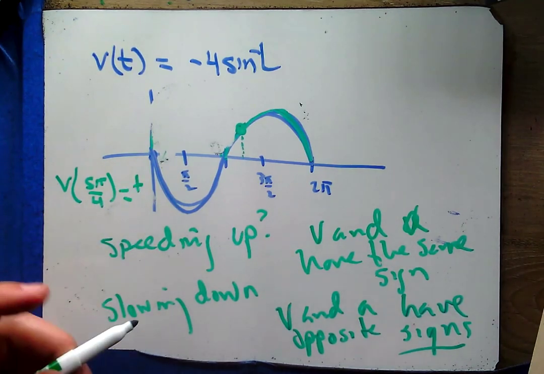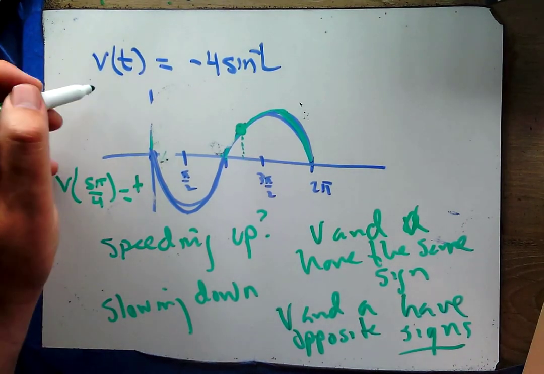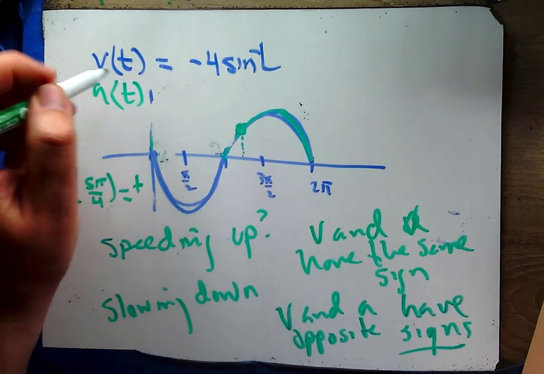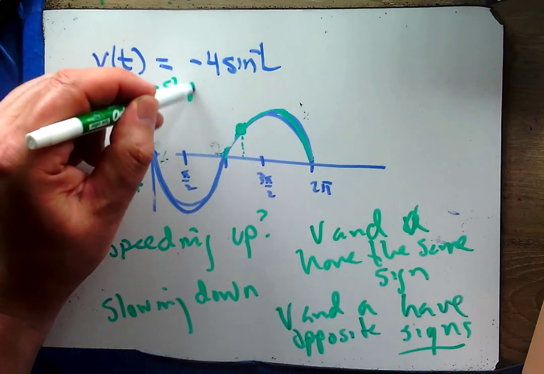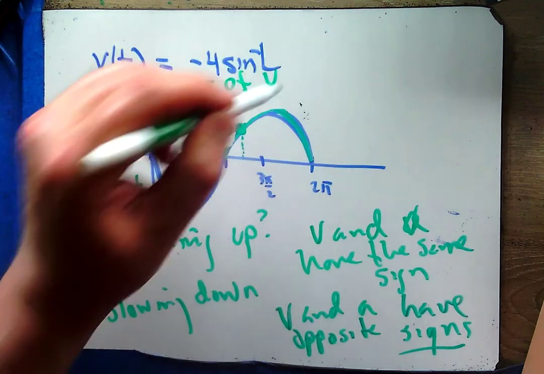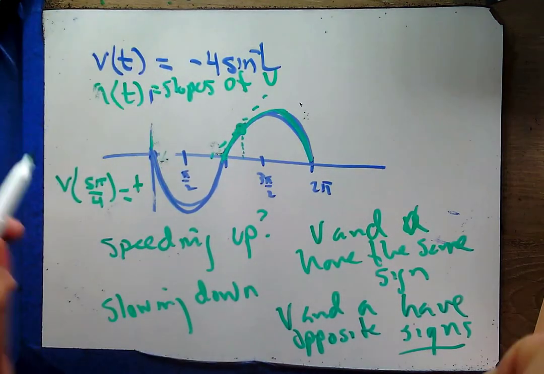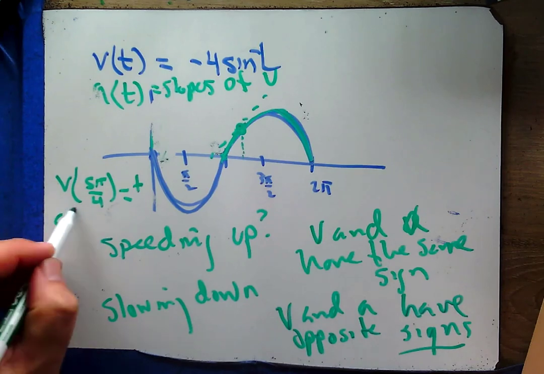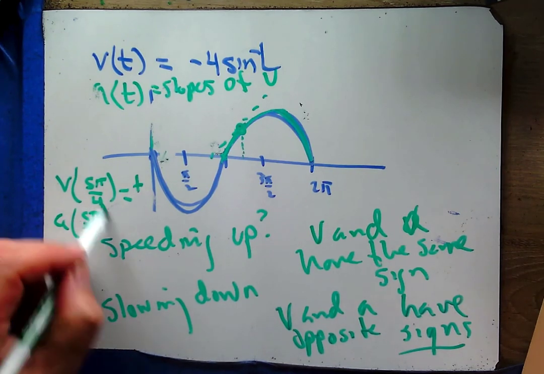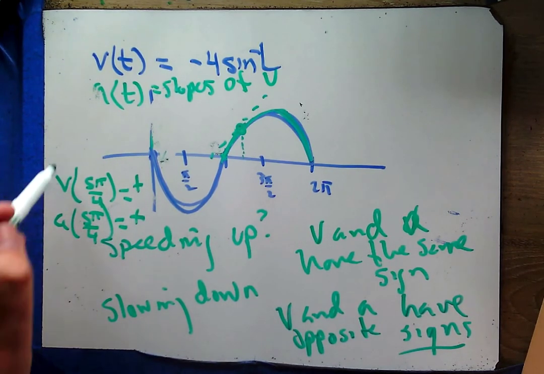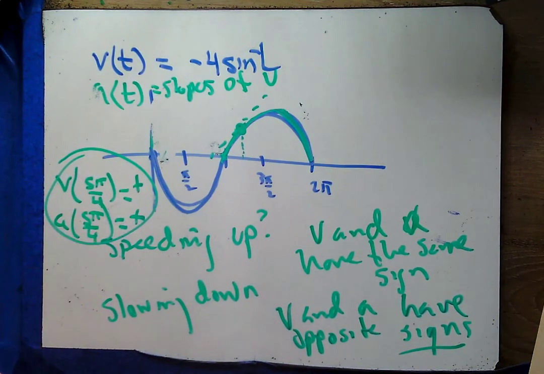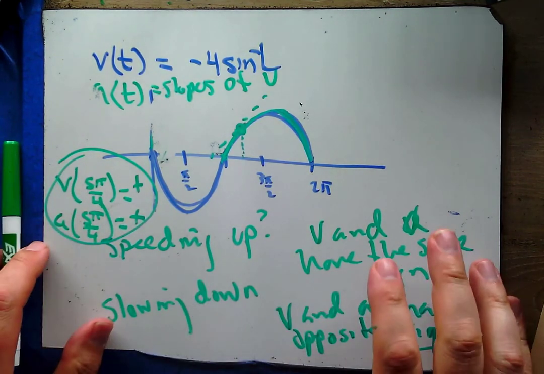And what about A at 5 pi over 4? Well, A of t represents the slopes of V. So let's just look at the slope over here. The slope over here is a positive slope, so I know that A of 5 pi over 4 will also be positive. Since V and A have the same sign, we say we're speeding up.